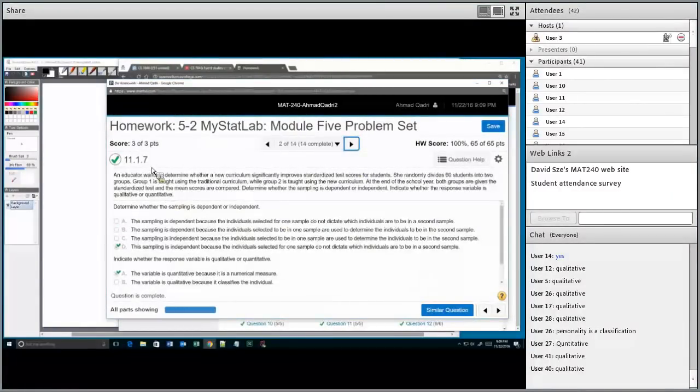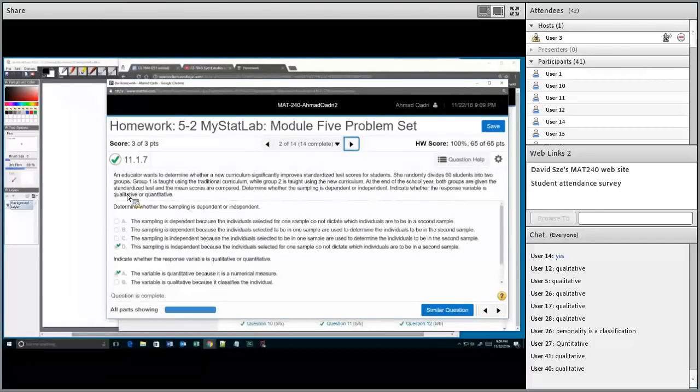So you have an educator who wants to determine whether a new curriculum significantly improves standardized test scores for students. She randomly divides 60 students into two groups. Group 1 is taught with the traditional curriculum. Group 2 is taught using the new curriculum. At the end of the school year, both groups are given a standardized test.